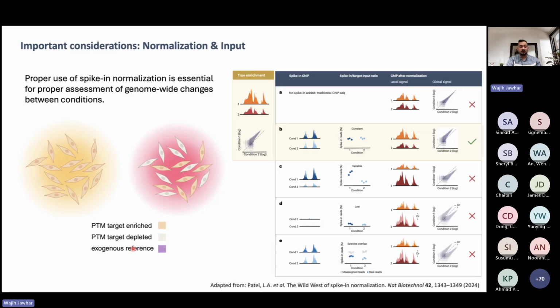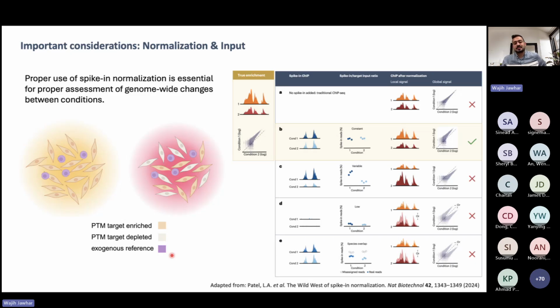And this exogenous material has to be added to all of your samples, including your non-IP input. So the chromatin without the IP step or before IP. The spike-in is conventionally in a form of chromatin or cells or nuclei. In this cartoon, I used cartoon exogenous reference cells. Of course, they have to be from a different species, so you can discern your spike-in from your target cells or your target genome more specifically. And the spike-in is very important, again, to calibrate.